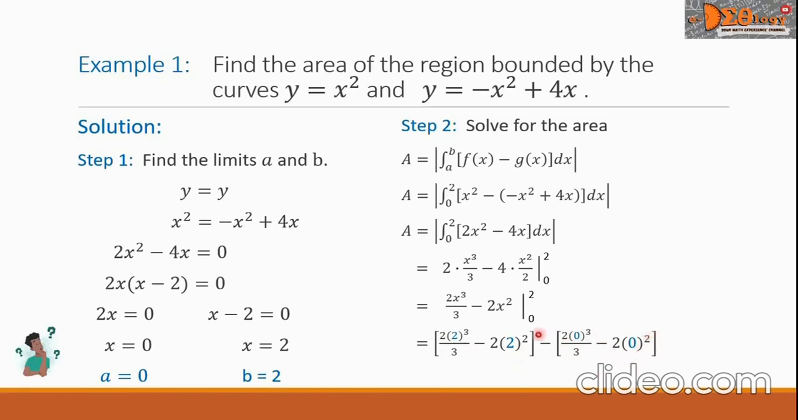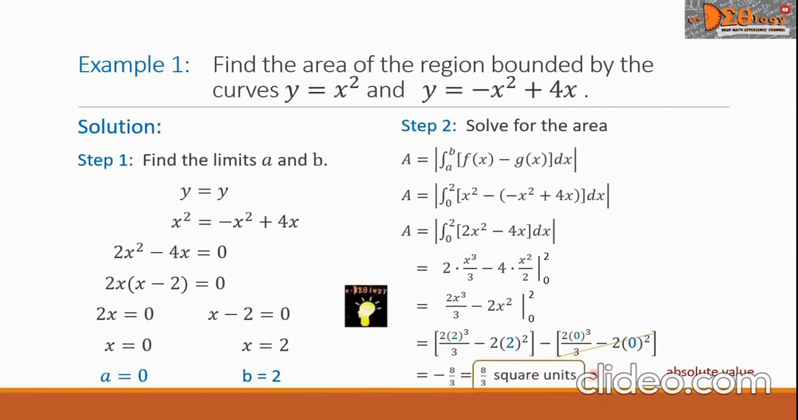The second group here will come down to 0, so we can cancel this out. While the first group can now be simplified into negative 8 over 3. But this is an area. We don't take the negative value. So we will get the absolute value. And the final answer will be 8 over 3 square units. This is the final answer.